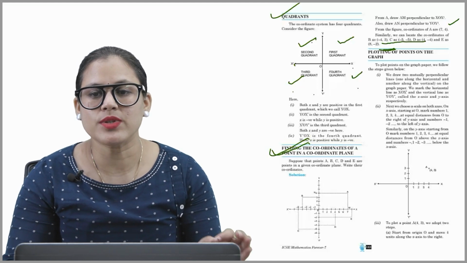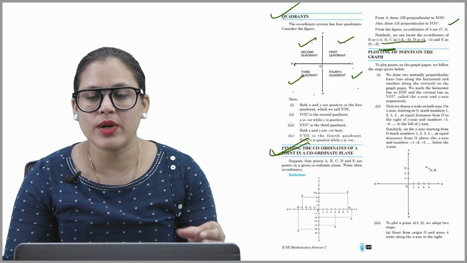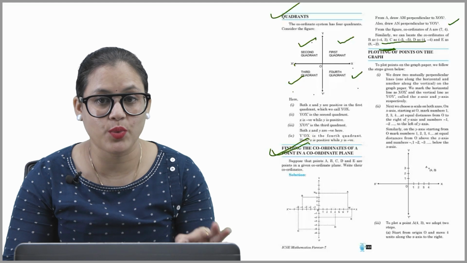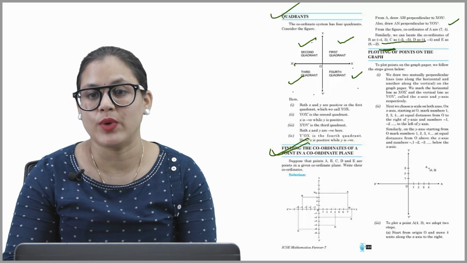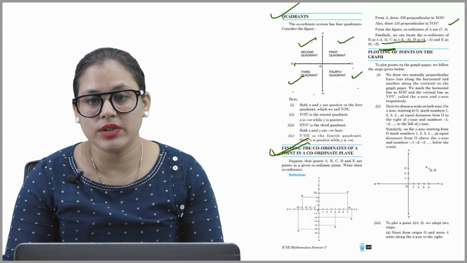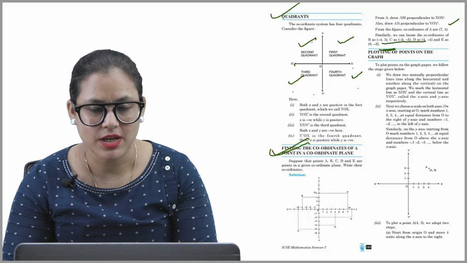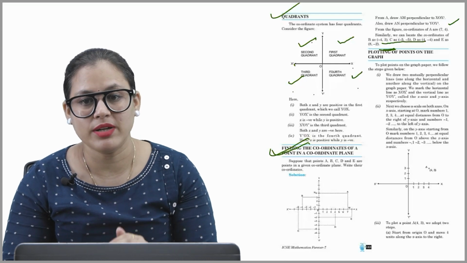2, next we choose a scale on both axes. On x-axis, starting at O, mark numbers 1, 2, 3, 4 at equal distance from O to the right of y-axis, and numbers -1, -2 to the left of y-axis. Similarly, on the y-axis starting from O, mark 1, 2, 3, 4 at equal distance from O above the x-axis and numbers -1, -2, -3 below the x-axis.